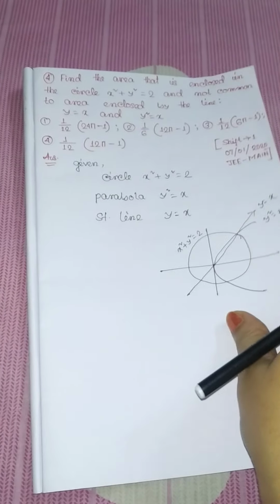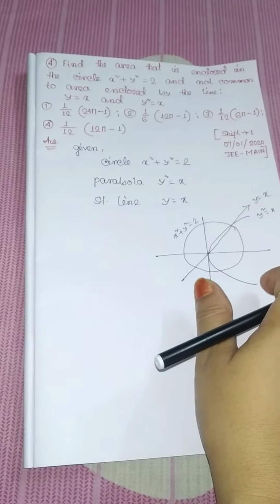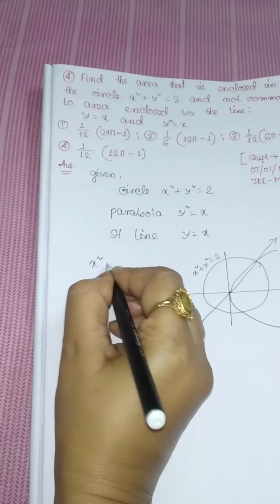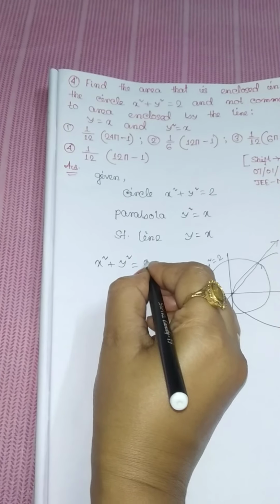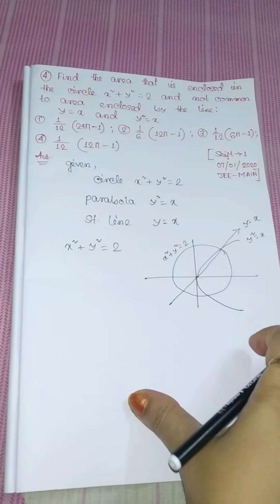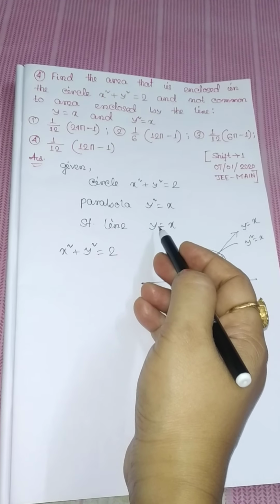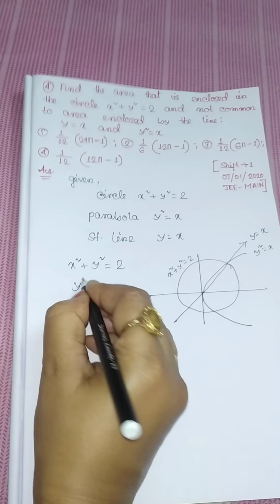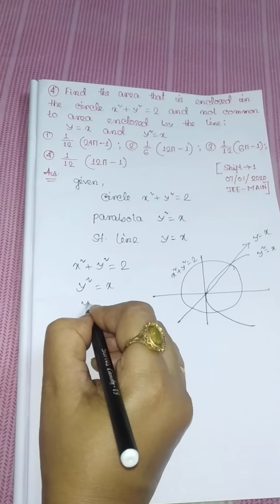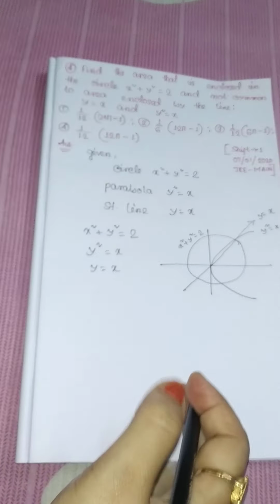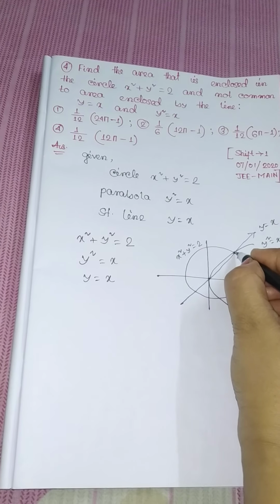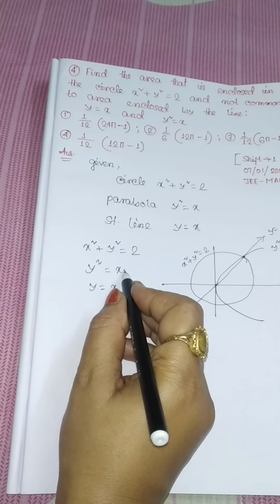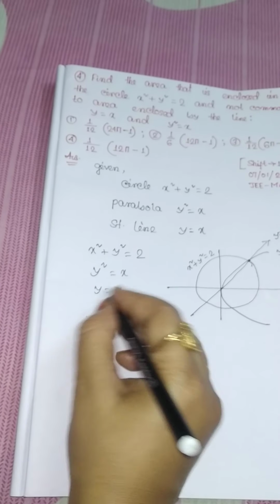So we have that x square plus y square is equal to 2. This is the circle, and these three, the parabola y square is equal to x and the straight line y is equal to x, coincide at the point 1, 1.